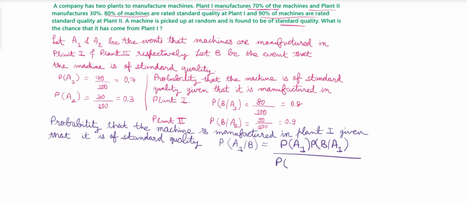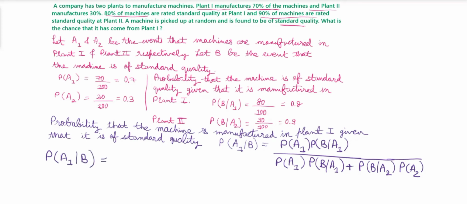summation will come. So it will be P of A1 into P of B given that A1 plus P of A2 into P of B given that A2, because we are having two events A1 and A2. So we'll have to consider both in the denominator. Now you just need to place the values. P of A1 is equal to 0.7. Then we have P of B given that A1, which is equal to 0.8. So it will be 0.7 into 0.8.